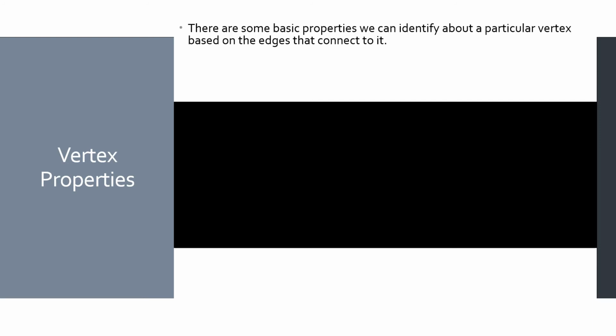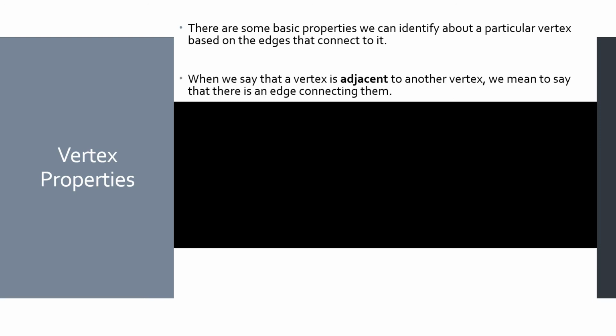Rather than just talk about the properties of the actual graph, we can talk about the properties of the individual vertices. So we can usually identify vertex properties based entirely on the edges connected to it, because that's basically all we have, just vertices and edges. So we can say that a vertex is adjacent to another vertex. Well, all that means is that there's an edge connecting them.